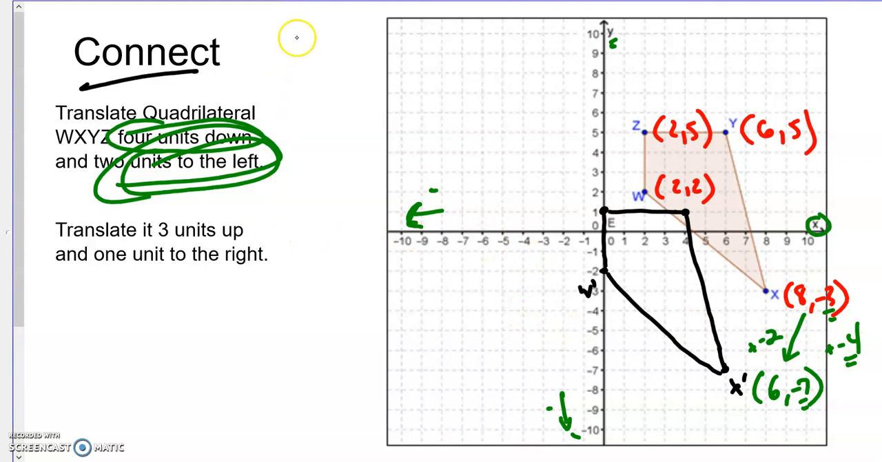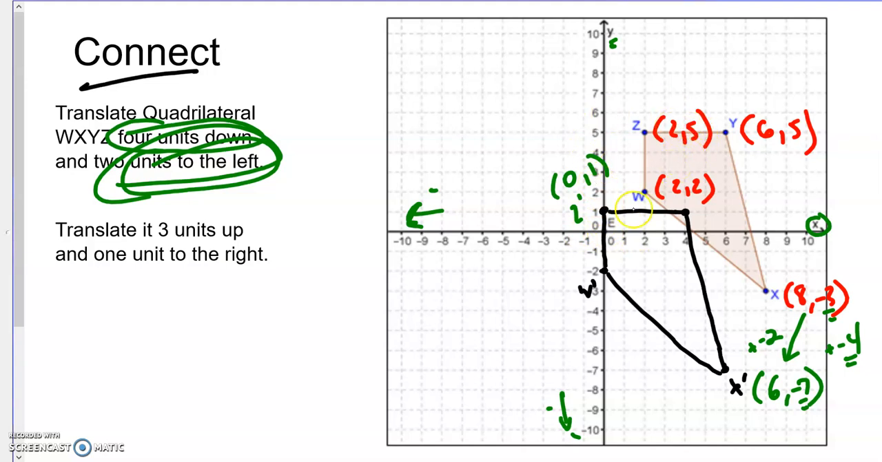Same thing's going to happen on all of the other points on this same figure. Let's find another easy one to find. Let's do z and z prime. So the original coordinates of z were 2, 5. The coordinates of z prime here are 0, 1. 0 on the x. It doesn't go left or right, so 0, and then up 1.